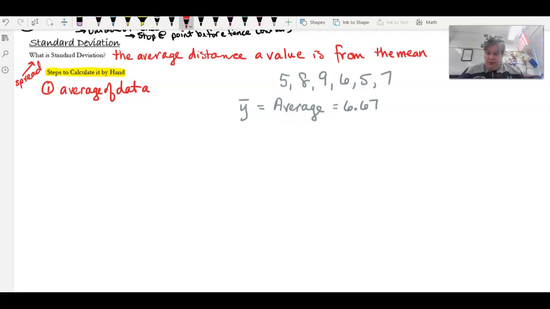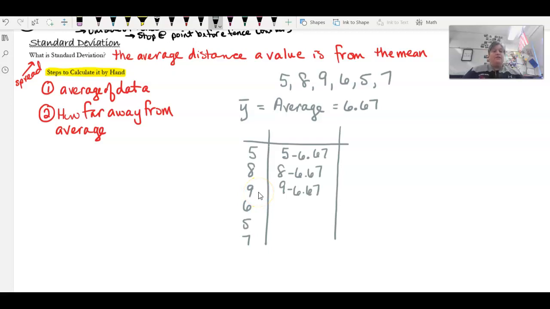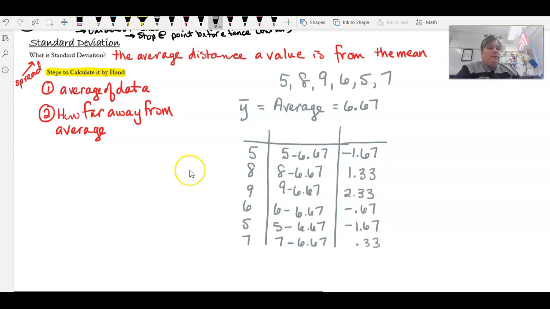The next thing we're going to do is find the distance everything is from the average. How far away from average? I'm going to make a table because this is going to make some things easier. I'm showing the subtraction process in this one. We wouldn't usually do this, but it's good for notes so that you know where everything comes from. So then I do that, and this is negative 1.67. Go ahead and fill in that table, complete that process.